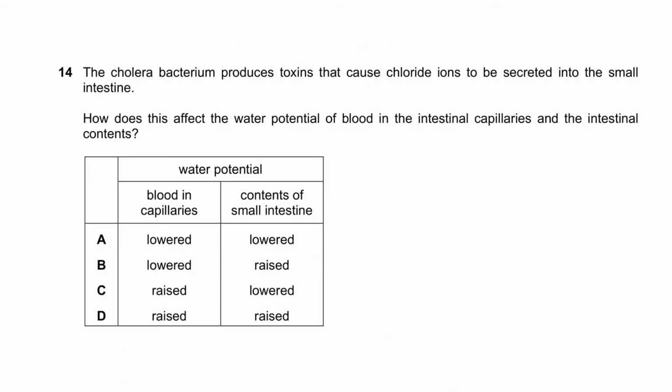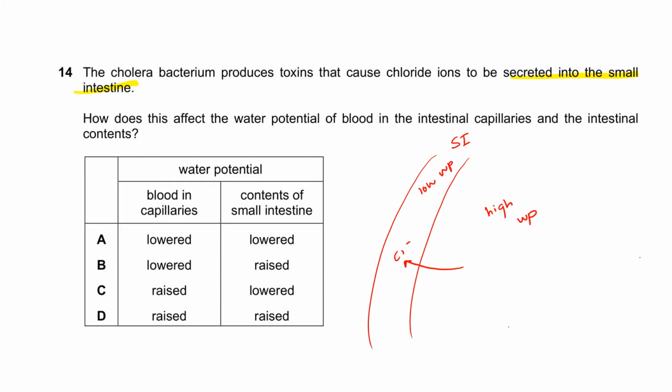Question number 14 says the cholera bacterium produces toxins that cause chloride ions to be secreted into the small intestine. How does this affect the water potential of blood in the intestinal capillaries and the intestinal contents? So this is the small intestine. The question said it causes chloride ions to be secreted into the small intestine. So when the ion concentration increases, the water potential decreases, and so in the capillaries there will be high water potential. So blood in the capillaries is higher or raised than lowered, so the answer is C.